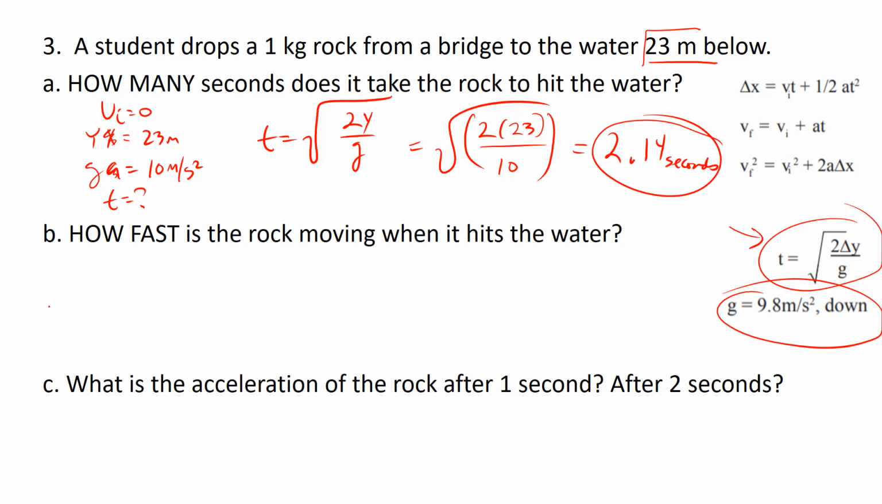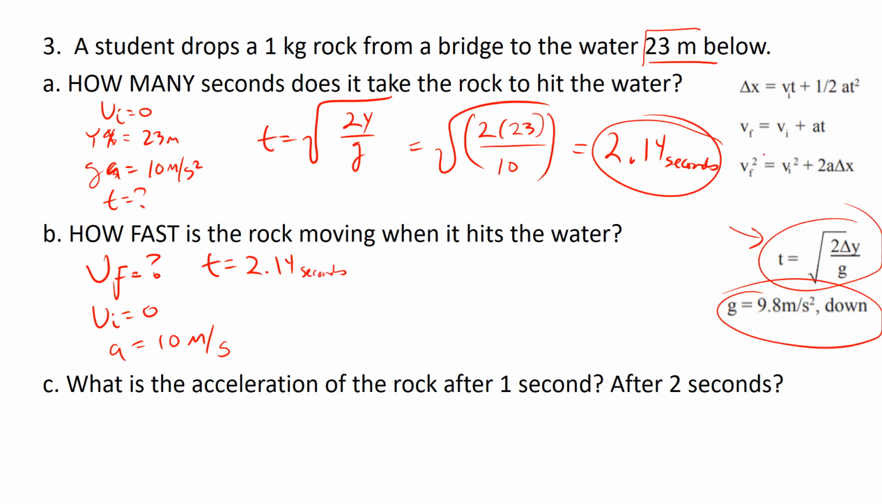Okay, how fast is the rock moving? So vf equals question mark when it hits the water. Same givens from before. vi equals 0. g, or acceleration due to gravity, equals 10 meters per second squared. And I even have a time now, 2.14 seconds.